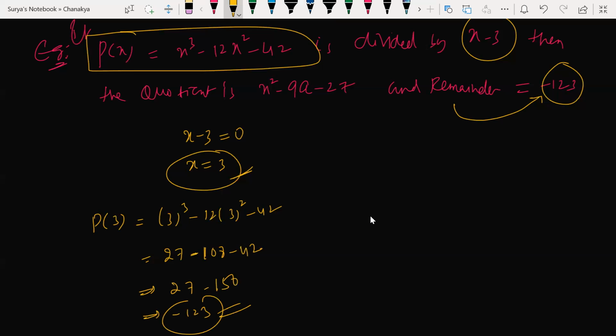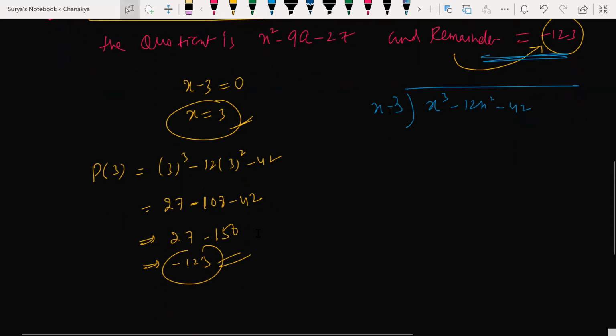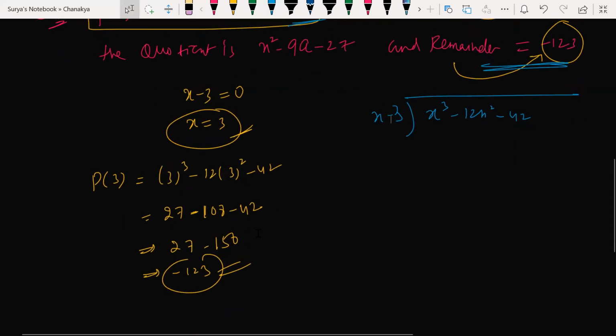Even if you go with the long division method, you will get the same thing again and again. But for finding the remainder, this is very easy. That is why we learn the remainder theorem. Understood my point?